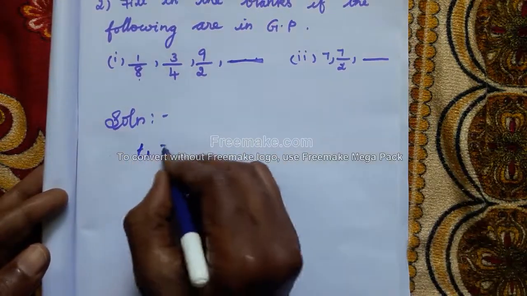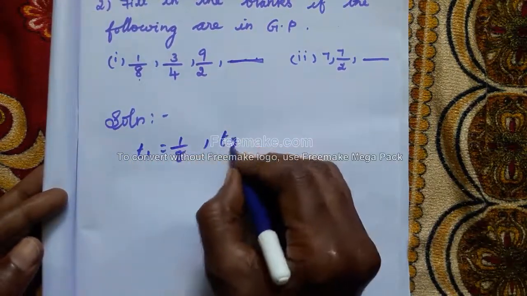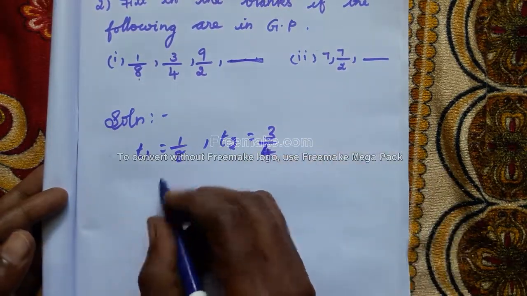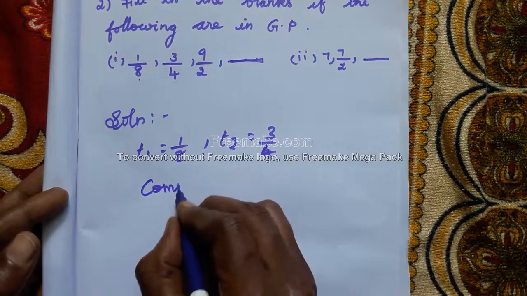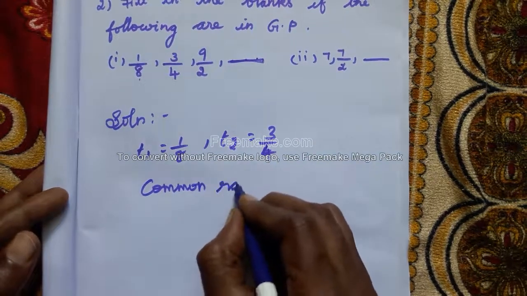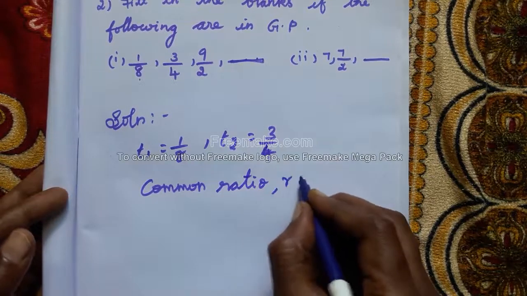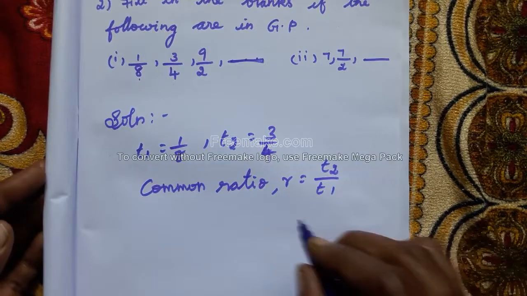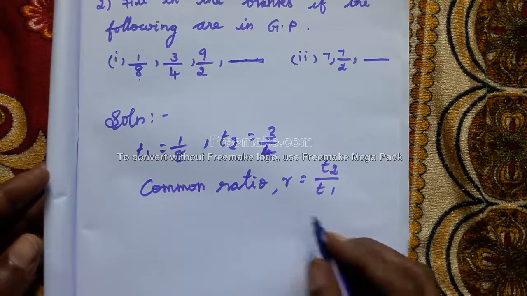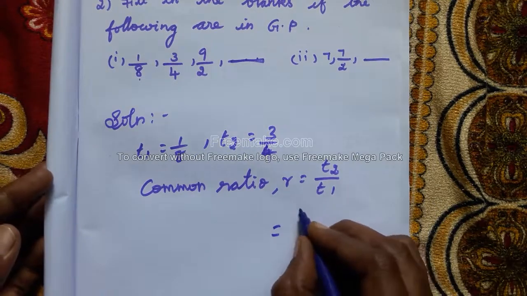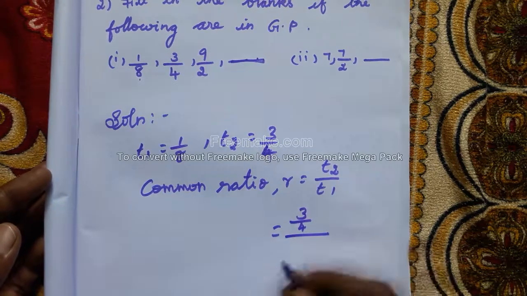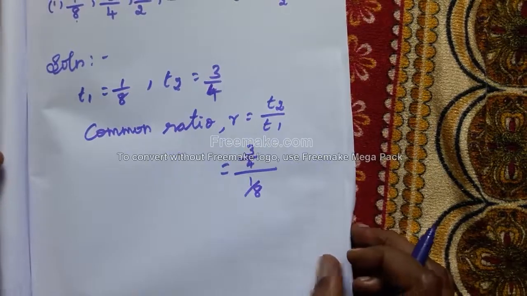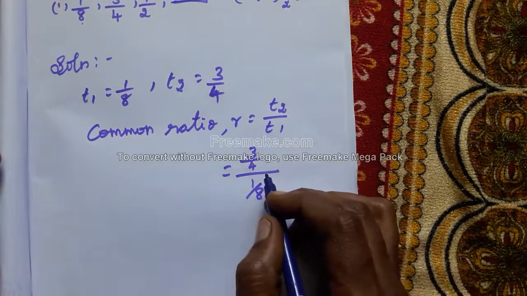First, T1 is equal to 1 by 8. T2 is equal to 3 by 4. Here the common ratio R is equal to T2 by T1, or T3 by T2 we can write. T2 by T1 means 3 by 4 divided by 1 by 8. 3 by 4 divided by 1 by 8. How can we divide this?